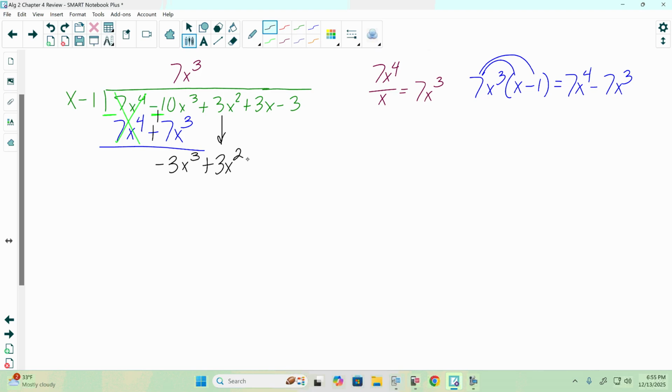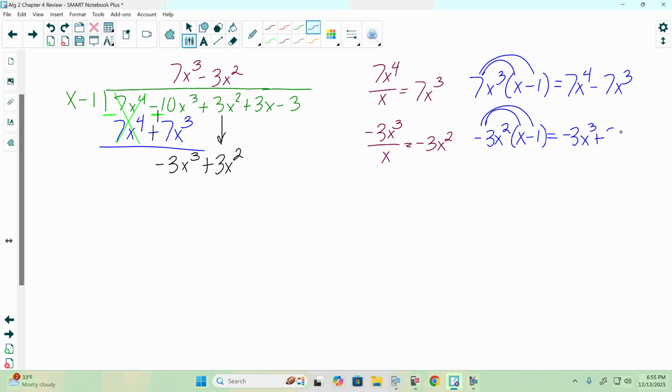Now at this point here, we're going to just repeat the process. We're going to do this again. Biggest term inside is now negative 3x cubed. Divided by the biggest term outside is just x. Still have negative 3. X cubed divided by x is going to be x squared. And again, we're going to multiply the negative 3x squared by what's outside, our x minus 1. Negative 3x squared times x is going to be negative 3x cubed. Negative 3x squared times negative 1, the negative and negative make a plus, 3x squared. We put it underneath.